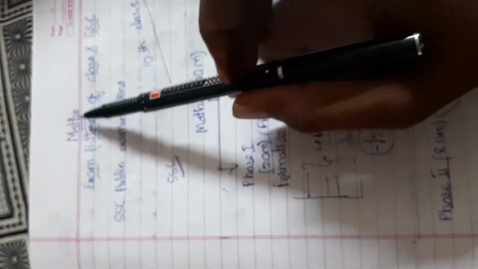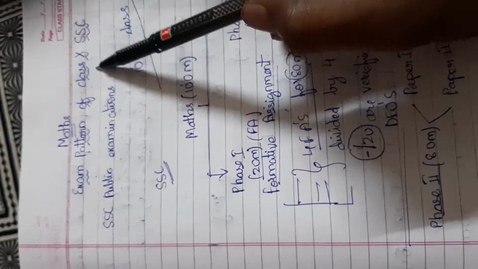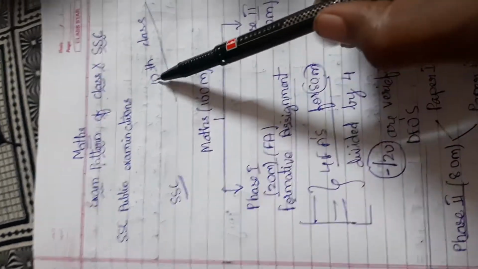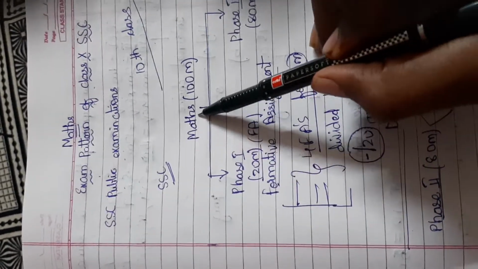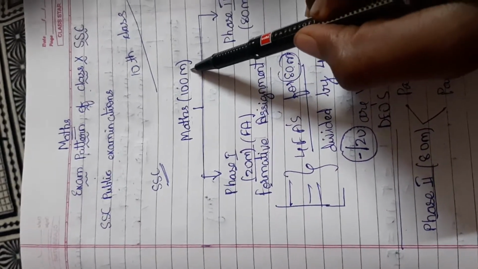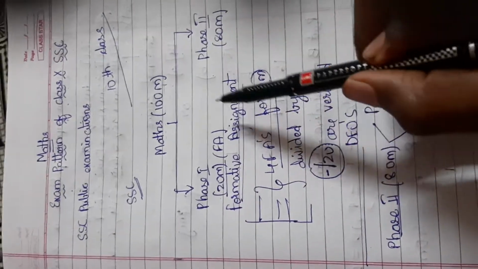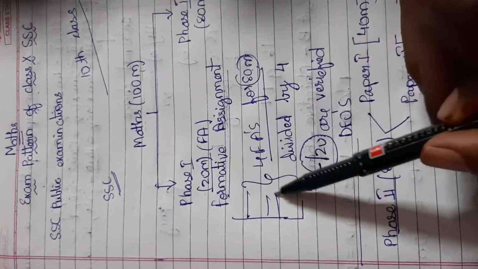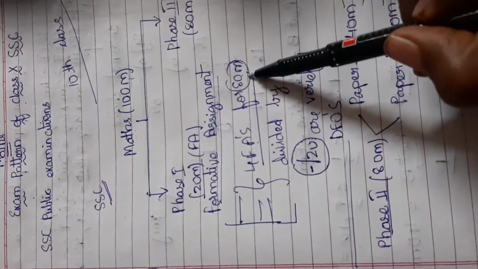What I have told you is the exam pattern of class 10th SSC. SSC public examinations are very important, which are held for 10th class students. Maths is one of the subjects consisting of 100 marks. This 100 marks paper is divided into phase 1 and phase 2. Phase 1 is 20 marks, which is formative assignment. You will have 4 FAs, each for 20 marks, then 4 twenties are 80 marks.